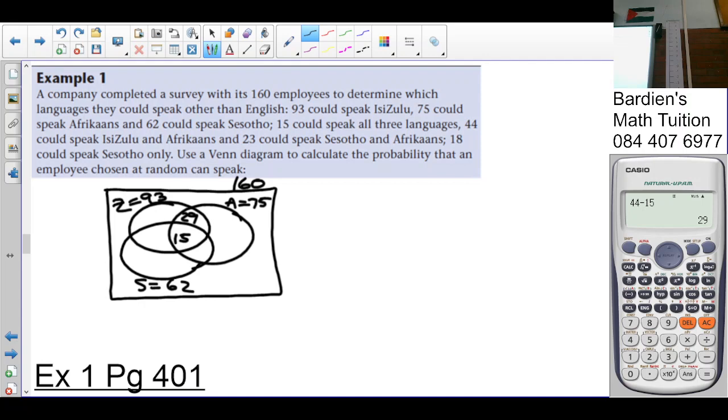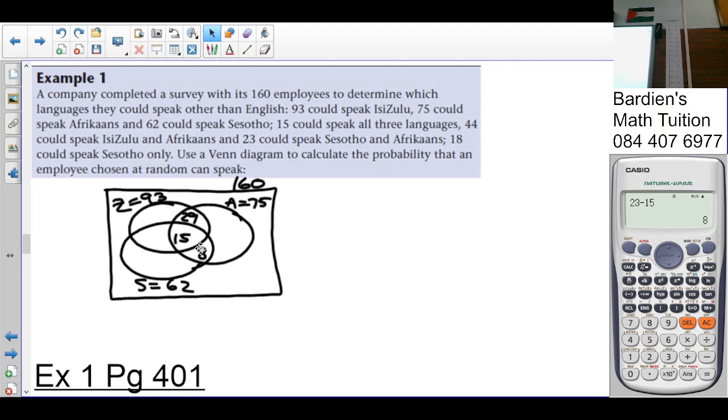Okay. Then 23 could speak Sesotho and Afrikaans. Sesotho and Afrikaans, 23. Together, that adds up to 23. You all understand? But of that 23, 15 is accounted for. So you're going to say 23 minus 15 gives us 8. So 8 would speak Sesotho and Afrikaans only. Wanele, you okay? And look here, Michael. Donella. Yes. So 8 speak those 2 languages only.